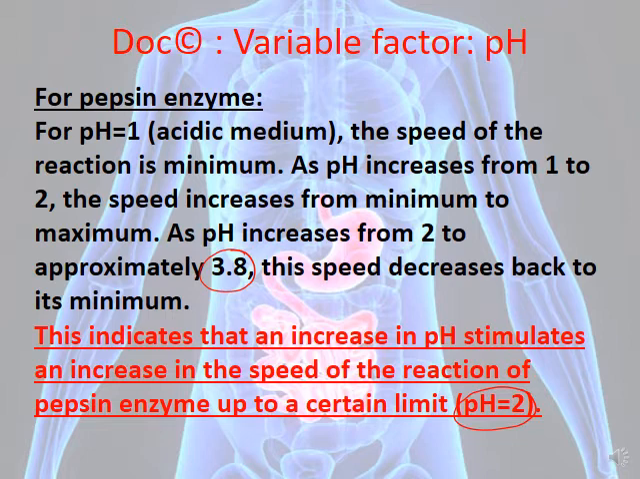So the increase in the pH stimulates an increase in the reaction of pepsin enzyme up to a certain limit. So above 2, the enzyme will go back to its minimum level. Okay, so pepsin enzyme, you have to keep it in mind. Pepsin works in acidic medium, like Pepsi, it's acidic. So pepsin works in acidic medium.